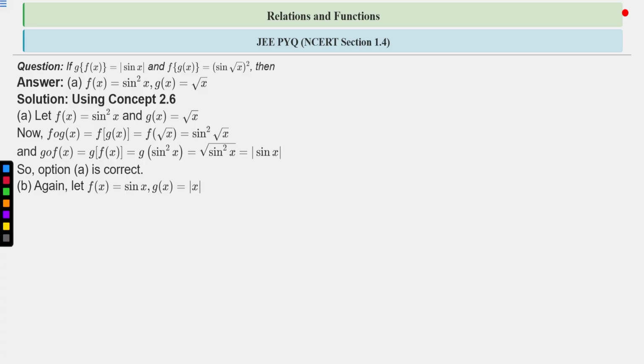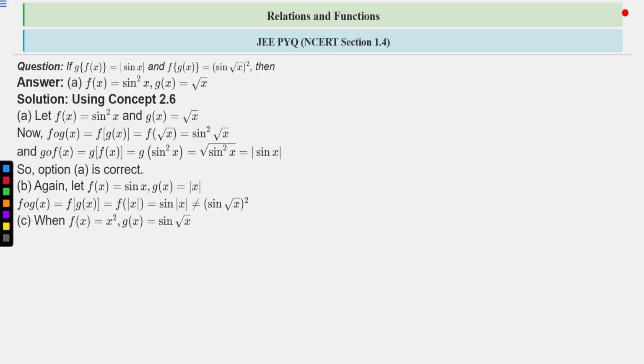If we take option B, let f(x) = sin x and g(x) = |x|. What can we find? f(g(x)) will be f(|x|), which is equal to sin|x|, and it will not be equal to (sin √x)². So sin|x| is not equal to (sin √x)².